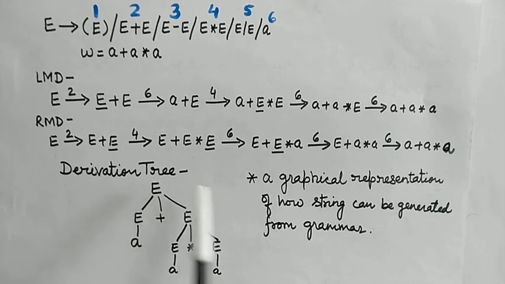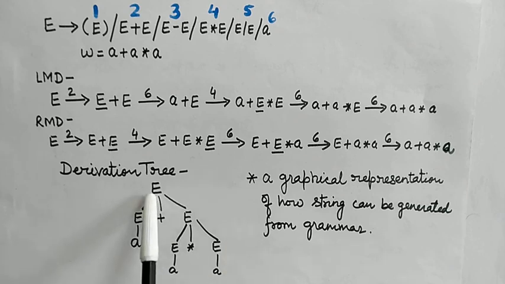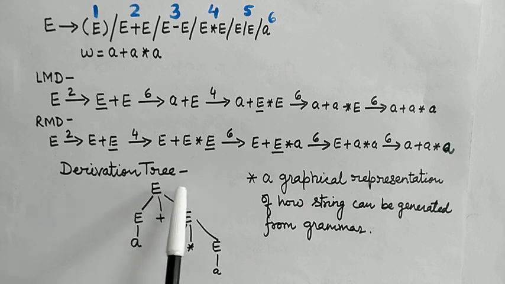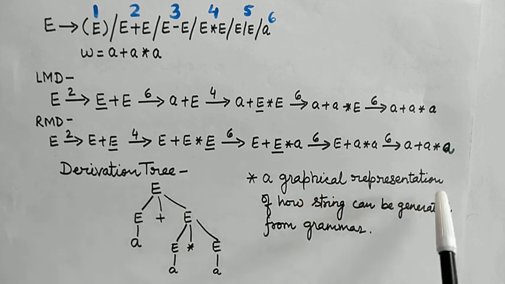And this is the graphical representation of how we are generating or deriving the string from the start symbol. This is called a derivation tree. So what is a derivation tree? A graphical representation of how we are generating a string from a grammar.